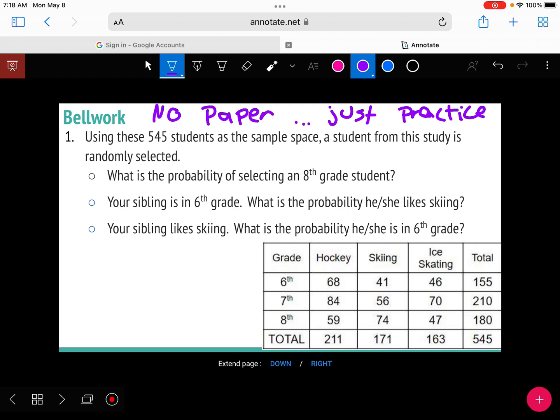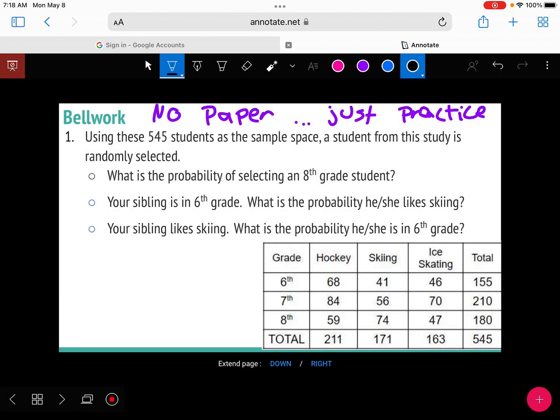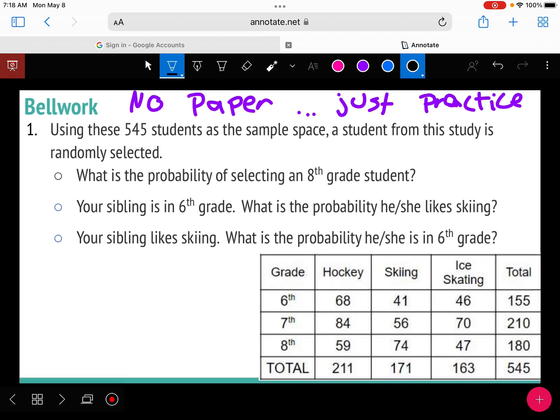So, what is the probability of selecting an 8th grade student? What is the probability of picking somebody random? I found this on the web. Yeah, so it's 180 out of the 545 kids that we took a survey of.